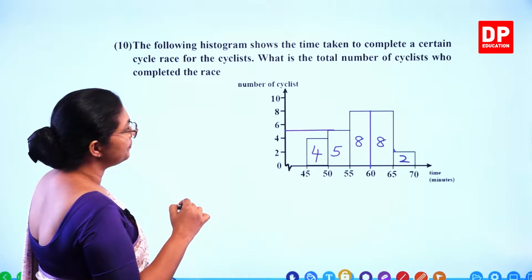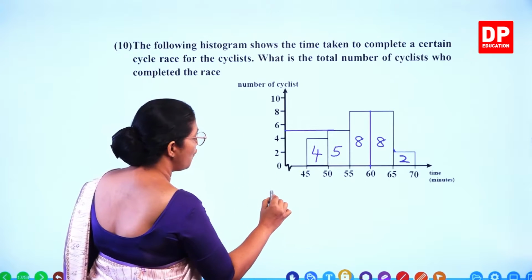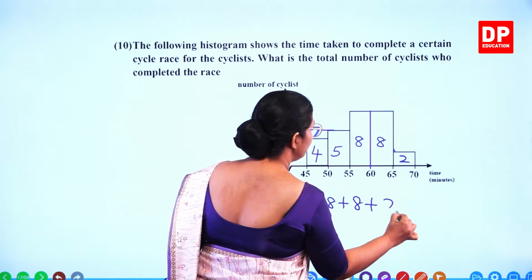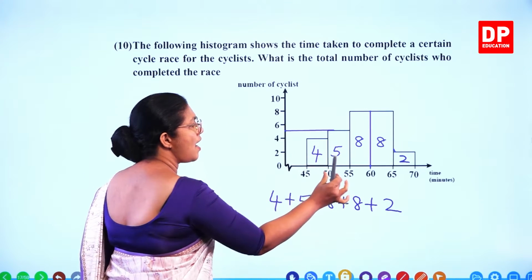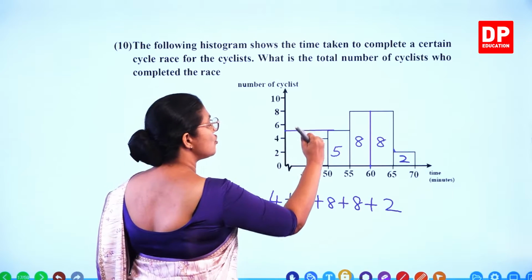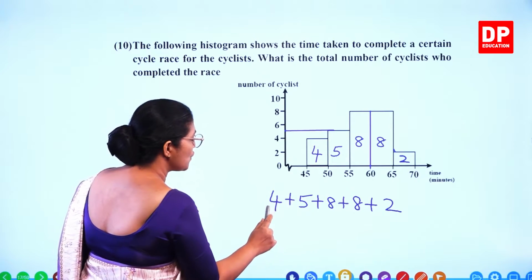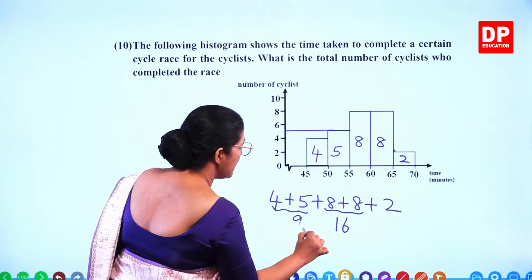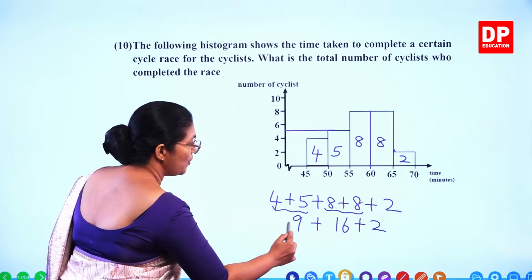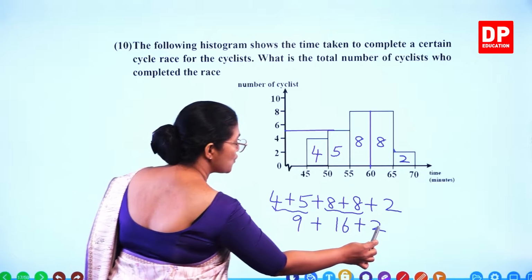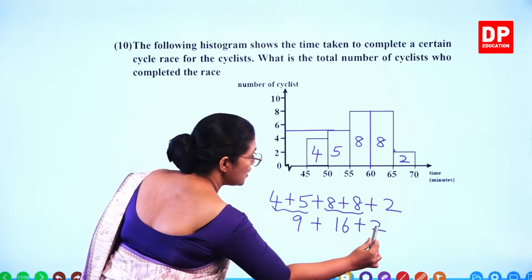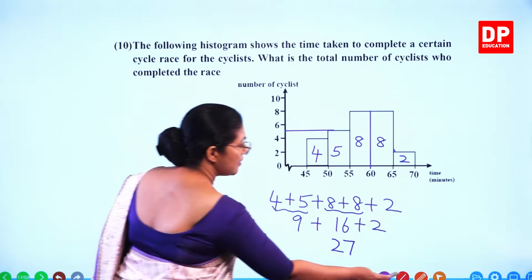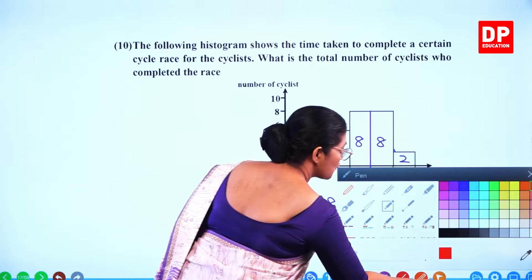So you have to add all these values. So 4 plus 5 plus 8 plus 8 plus 2. Because same widths are there, you don't need to calculate the area. You can just take the height. 5 plus 4, 9. And here 8 and 8, 16. And 2. Now we'll add 9 plus 16 plus 2. So you get 25 plus 2, 27. So you get 2 marks for that.